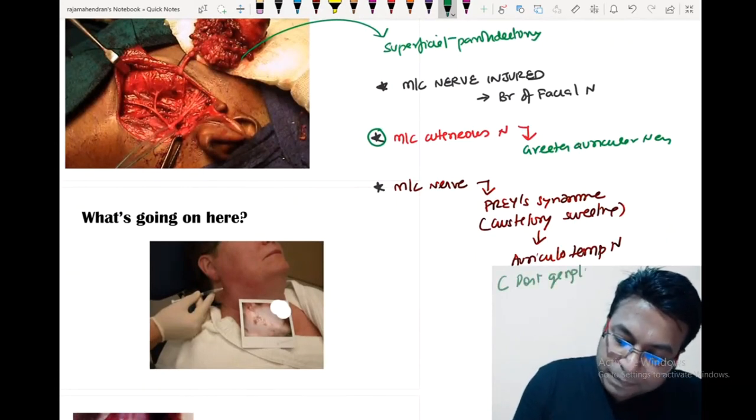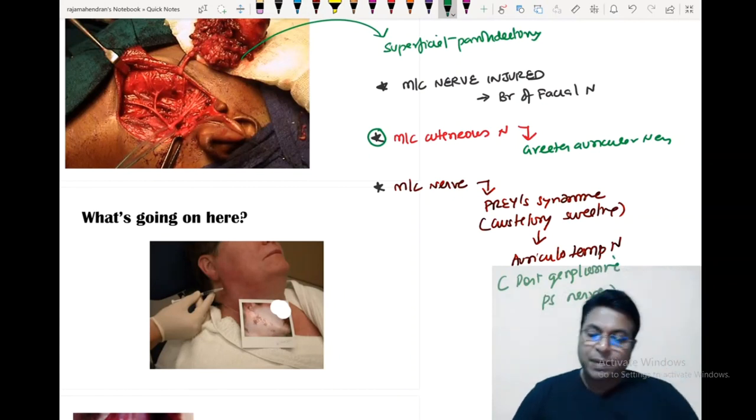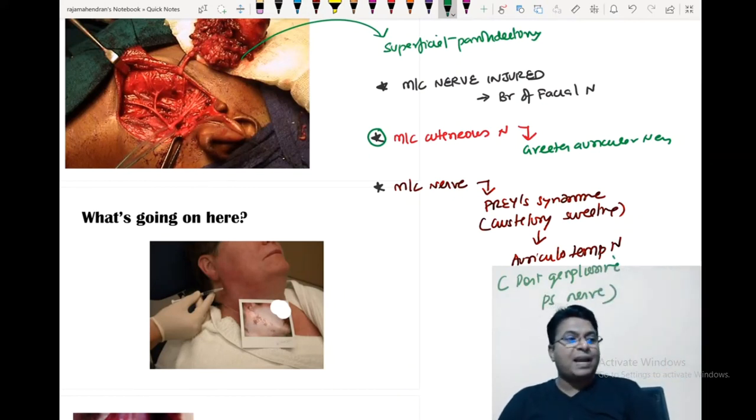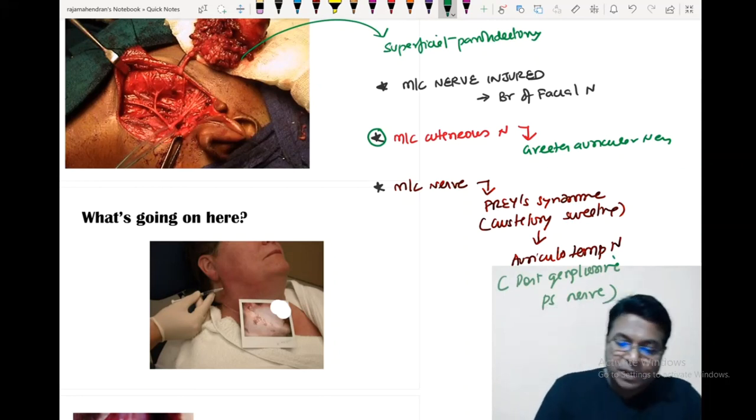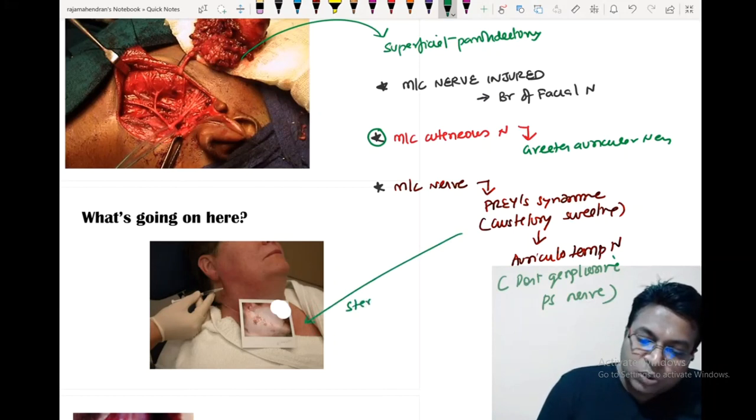The postganglionic parasympathetic nerve is injured. So please remember, it is the auriculotemporal nerve, postganglionic parasympathetic fibers. In the picture, the patient had Frey syndrome. He is doing a test known as the starch iodine test, which is the investigation of choice. And after that test, the treatment is going on here.